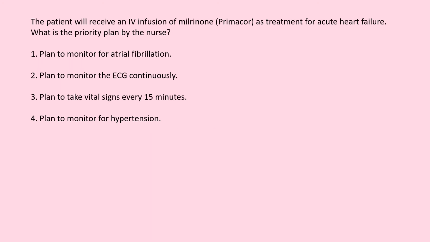The patient will receive an IV infusion of milrinone, Primacor, as treatment for acute heart failure. What is the priority plan by the nurse? 1. Plan to monitor for atrial fibrillation. 2. Plan to monitor the ECG continuously. 3. Plan to take vital signs every 15 minutes. 4. Plan to monitor for hypertension.